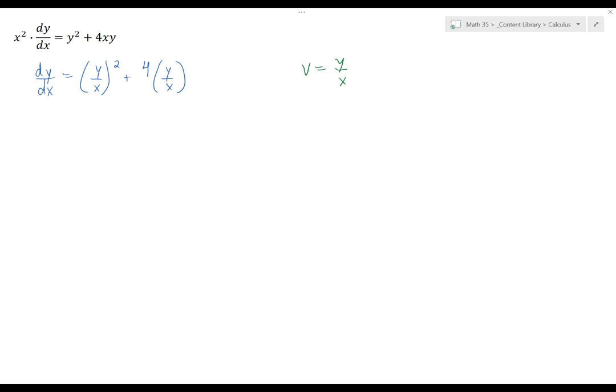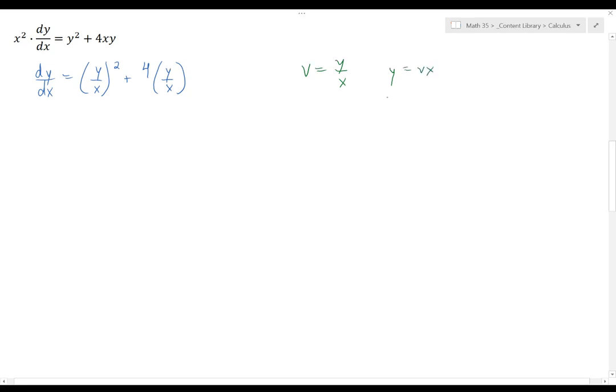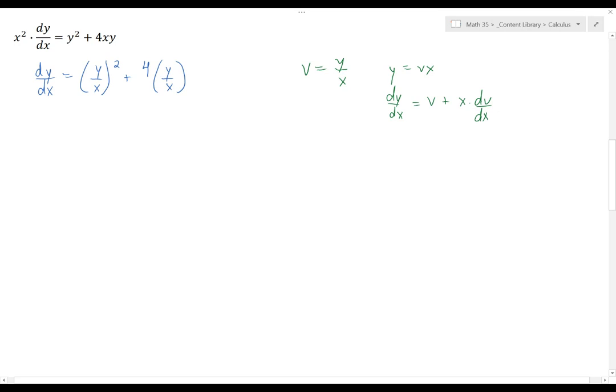I just think of it, oh, okay, it's the product rule. And so I'll quickly do the product rule off to the side. So that means that dy dx equals v plus x dv dx. Now, whether you write that or not, that's kind of irrelevant. It's something that you're expected to know. So now I can come over and do the full substitution.